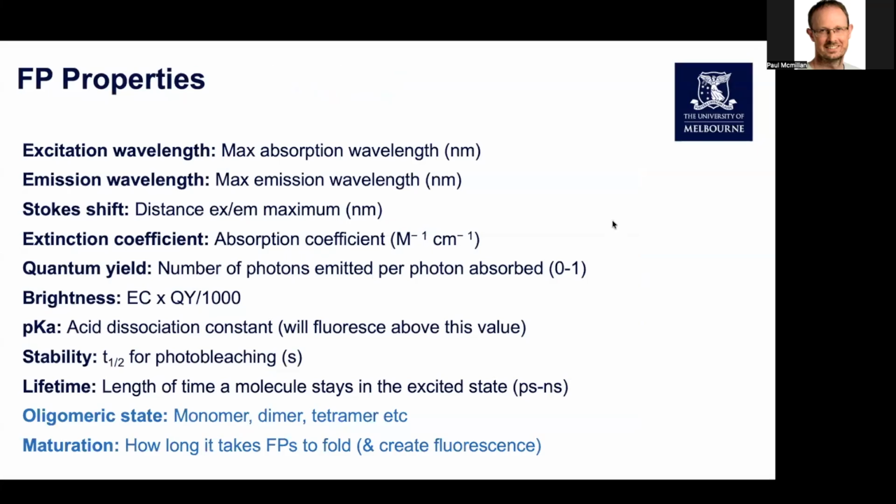Okay, so before we went through the fluorescence properties, we had all of these characteristics. If we're looking at fluorescent proteins, there are a couple here that we now need to take into account. The first is the oligomeric state of those fluorescent proteins. Do they like to form as monomers? Do they prefer to bind as dimers and tetramers?